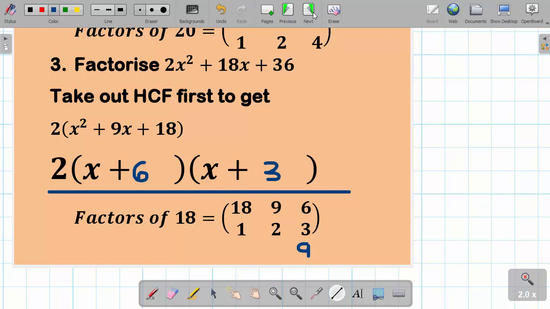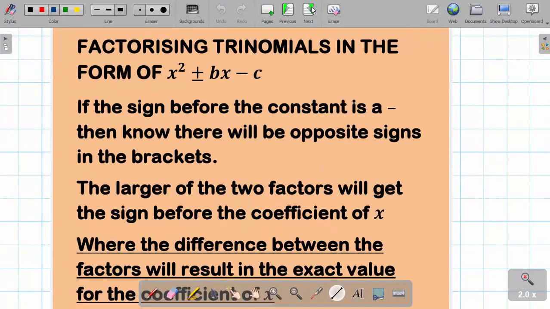Now let's look at another form of the trinomial. Now when we have a minus here, that is to say x squared plus or minus bx minus c, this is what happens. We are going to have two brackets again multiplied together, but this time they're going to have opposite signs in the brackets. That means we're going to have one bracket with a minus. What about the other bracket? With a plus.